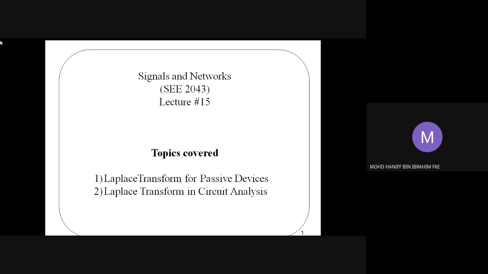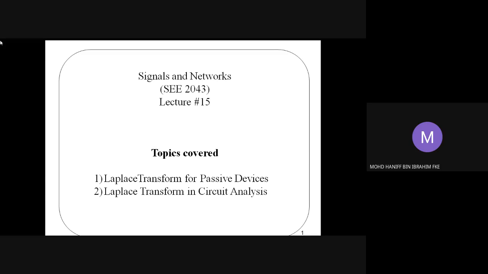So let us proceed with lecture 15. Just to recall what we did yesterday: we learned about the properties of Laplace transform, starting from the introduction of Laplace. Then we learned about the inverse of Laplace transform, and the review of partial fraction. We also understood the poles and zeros of Laplace transform, and afterwards we learned about the properties of Laplace transform.